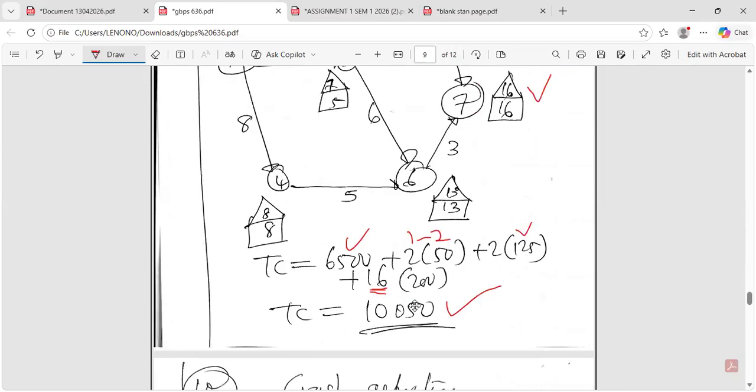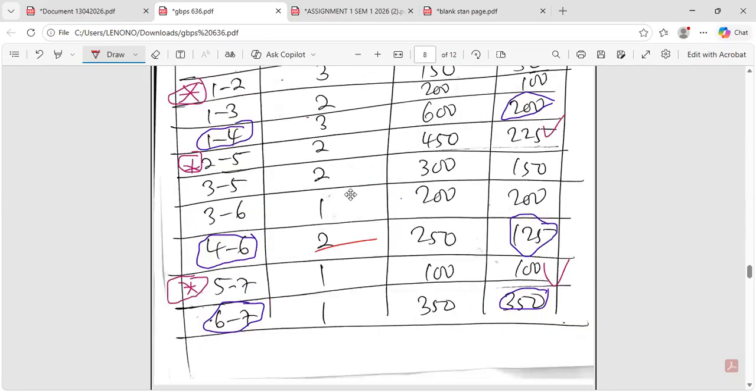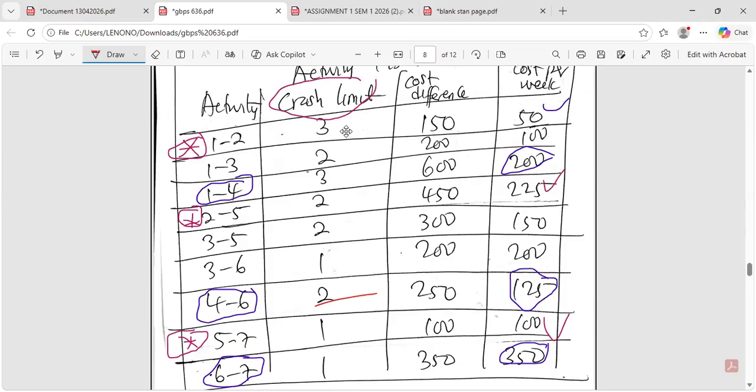So this is what's happening. After crashing by these weeks, you can see the crash limits we're using are these numbers here. Should we exhaust crashing, meaning for us to stop crashing, we should crash 1 to 2 by 3, and of course 2 to 5 by 2 and 5 to 7 by 1. So meaning 3 plus 2 plus 1 is 6.